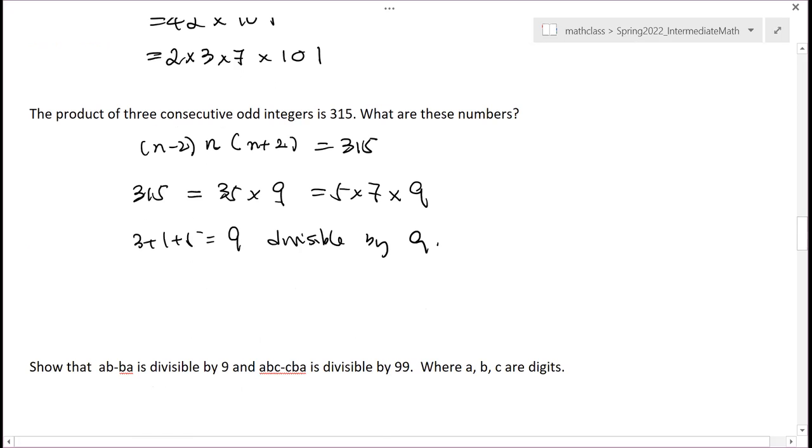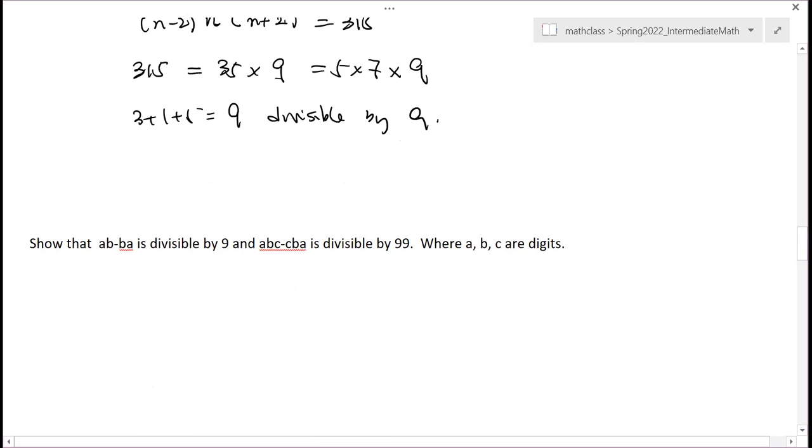Okay, so now we're going to do something else, similar to before. We want to prove that AB minus BA is always divisible by 9, and ABC minus CBA is divisible by 99. And here A, B, C are digits, so it's either 2-digit numbers or 3-digit numbers. Can you try and do the first one?